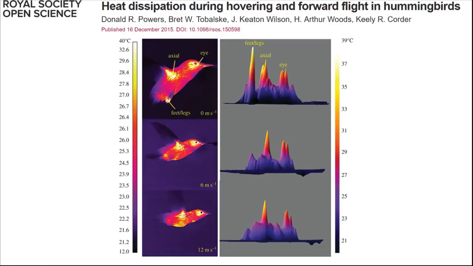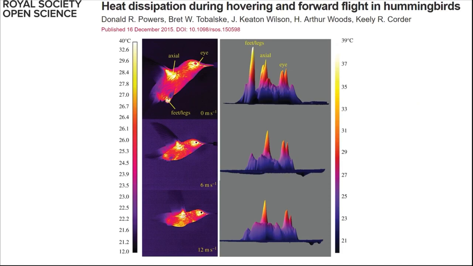Here's an example from a paper about heat dissipation in hummingbirds. You can imagine a hummingbird is using a ton of energy flying around and hovering. Well, while it's running its metabolism at such a high rate, it creates a lot of extra heat. In order to maintain a consistent internal temperature, it has to somehow get rid of all that extra heat that it produces. And this paper really illustrates how it does that in a very clever way.